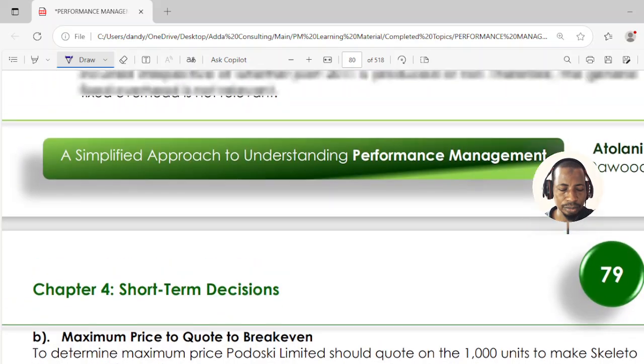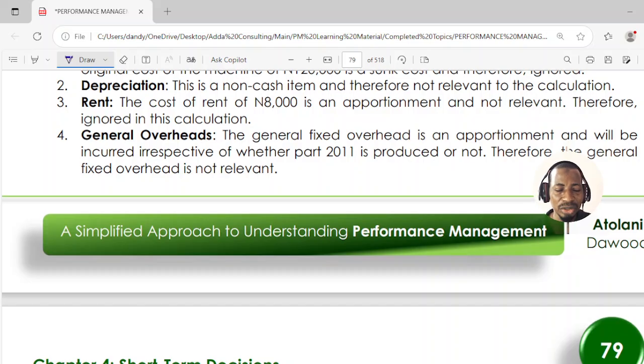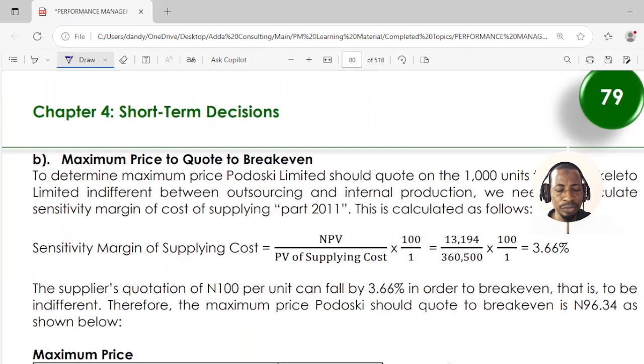Then number four, we talk about the general overheads. The general fixed overhead is an apportionment and will be incurred irrespective of the decision taken on part 2011, whether the company produced part 2011 or outsourced part 2011. That general fixed overhead will surely be incurred. Therefore, the general fixed overhead is not relevant. So these are some of the assumptions made in the calculation. Until you do all of this, that's when you are going to earn the entire 10 marks in that requirement A. They will now move to number B.